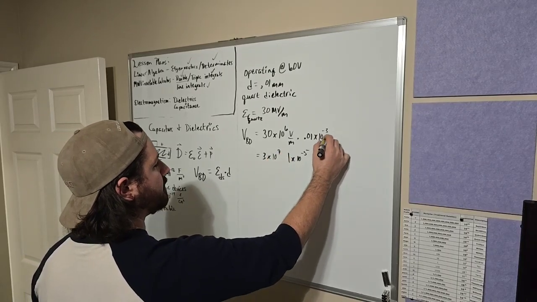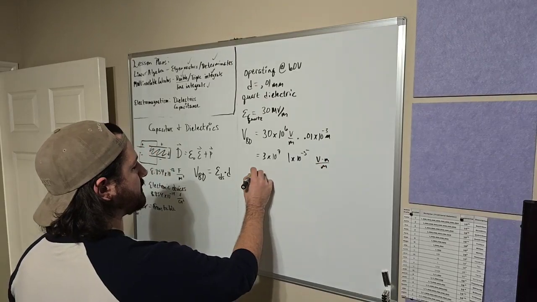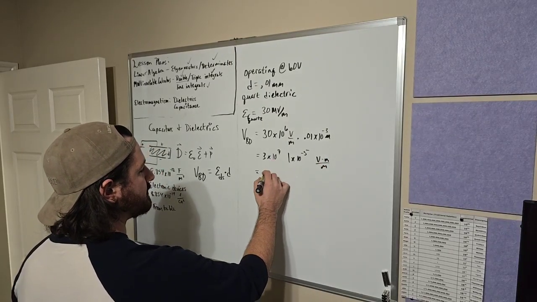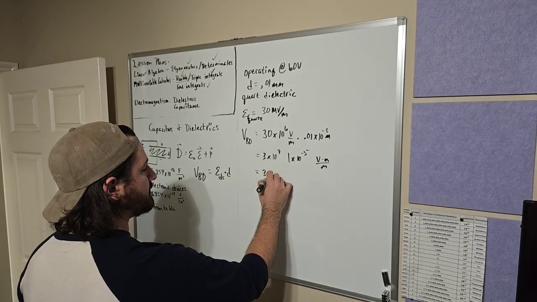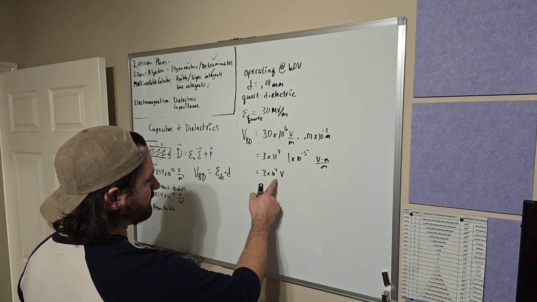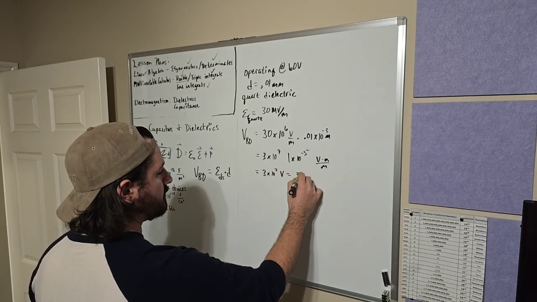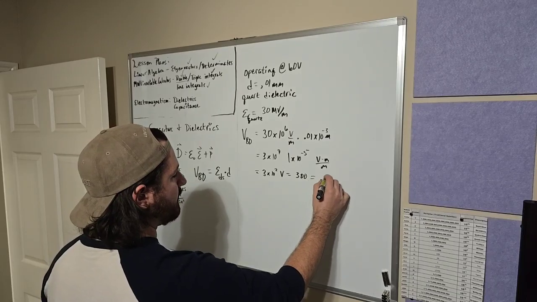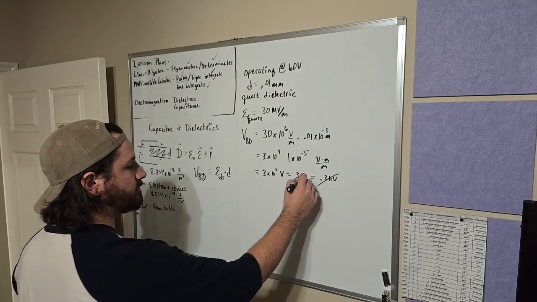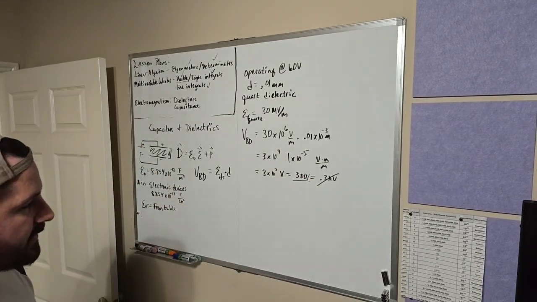And then I know I have volts times meter divided by meter. And so now I can just calculate this out. Multiplying 10 to the 7th by 10 to the negative 5th is 10 to the 2nd. So I have 3 times 10 to the 2nd volts, which of course is just going to turn this into 300 volts. Or if you prefer, you could write it as 0.3 kilovolts, but that's not a normal convention. 300 volts makes more sense. And so that's our breakdown voltage.